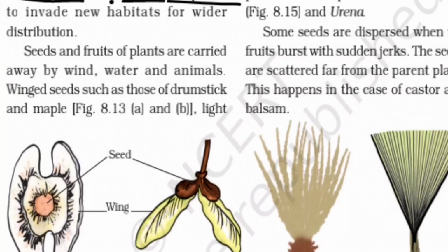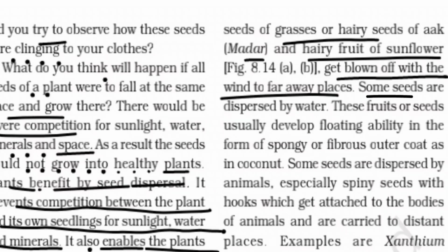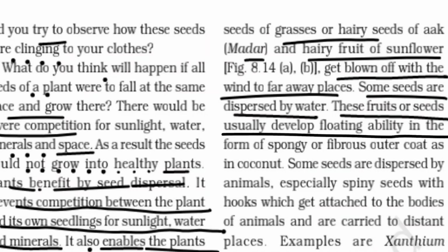Seeds and fruits of plants are carried away by wind, water, and animals. Winged seeds, such as those of drumstick and maple, light seeds of grass, or hairy seeds of aak, madar, and hairy fruits of sunflower, get blown off with the wind to far away places. Some seeds are dispersed by water. These fruits or seeds usually develop floating ability in the form of a spongy or fibrous outer coat, as in coconut.